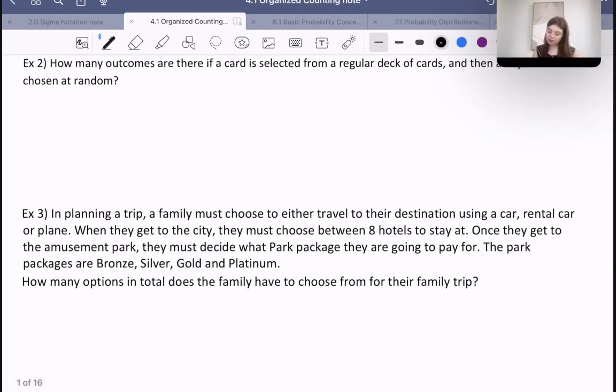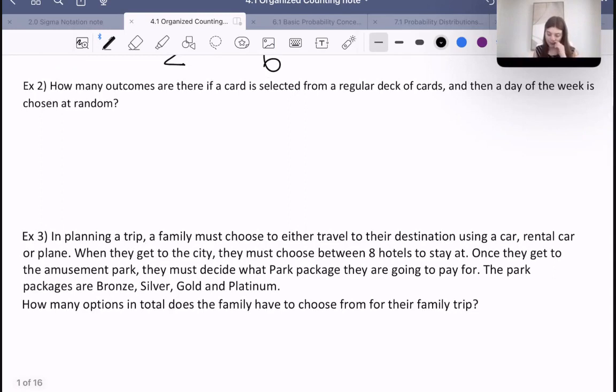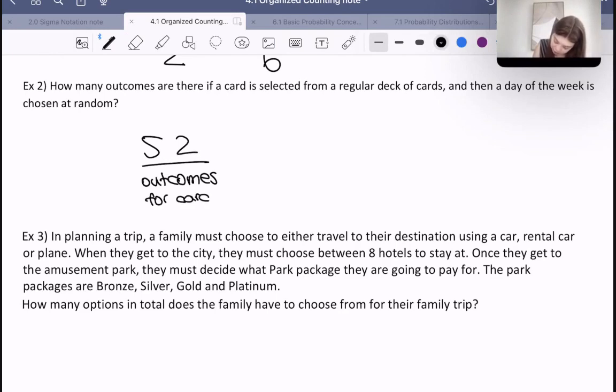It asks how many outcomes there are if a card is selected from a regular deck of cards and then a day of the week is chosen at random. Okay, so how many cards are there in a regular deck of cards? There are 52 cards in a deck. So that means there are 52 possible outcomes for the card, right? And keep in mind, we're counting every card as unique. So the King of Hearts and the King of Spades are 2 different cards because they have different suits.